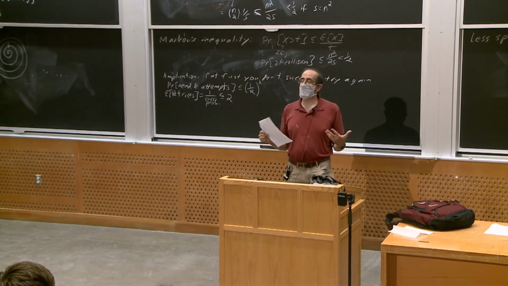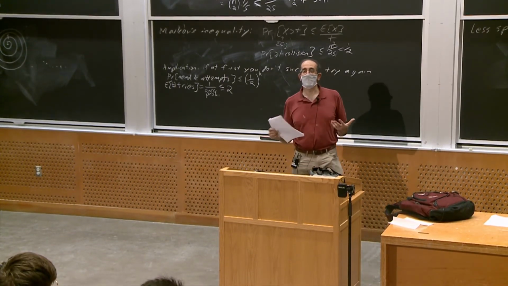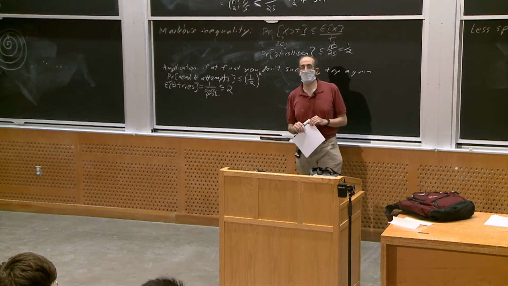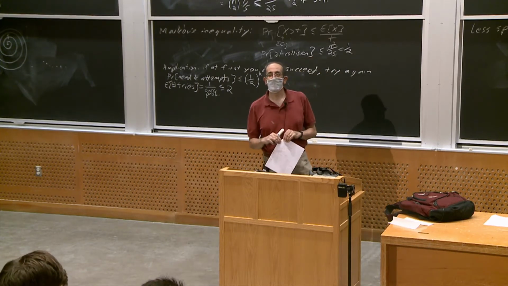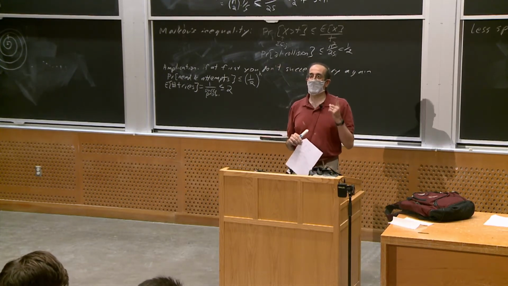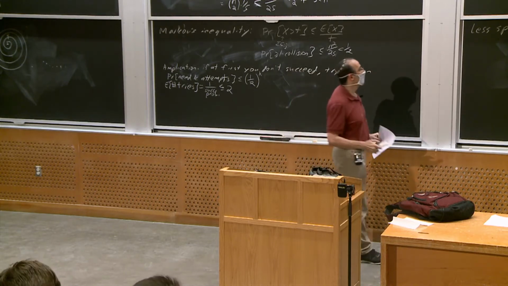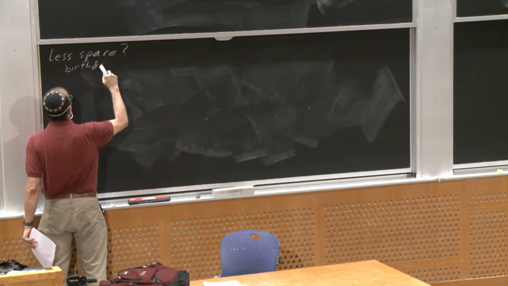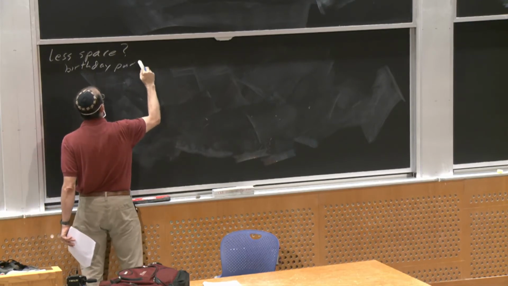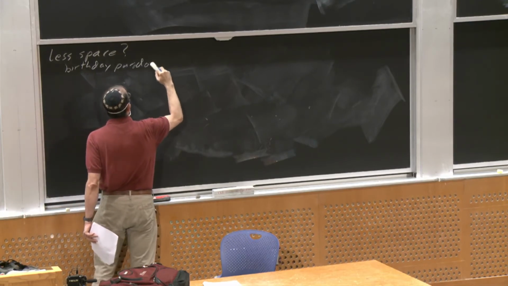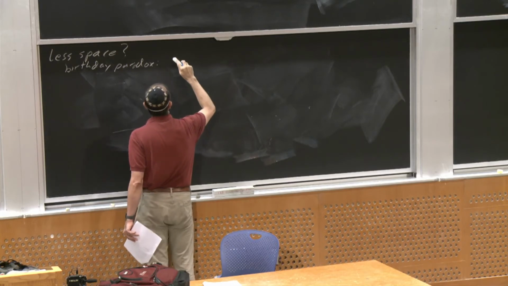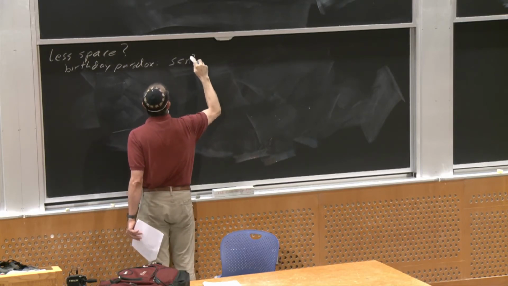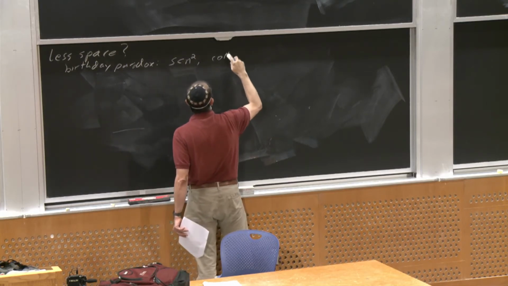But if there's a little bit more of you than 23, right? What happens to the chances of a collision? It goes up very quickly. Okay? So there's this problem called the birthday paradox, which says that if S is less than n squared, collisions become likely.